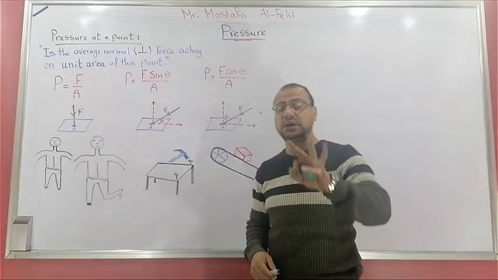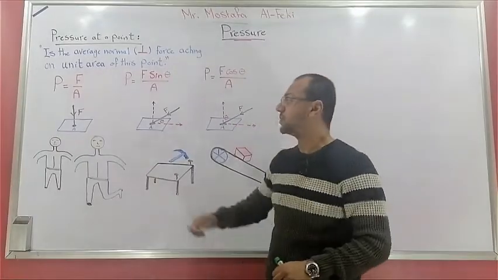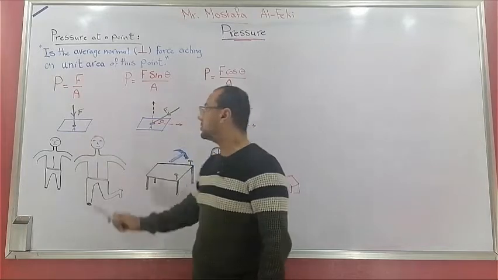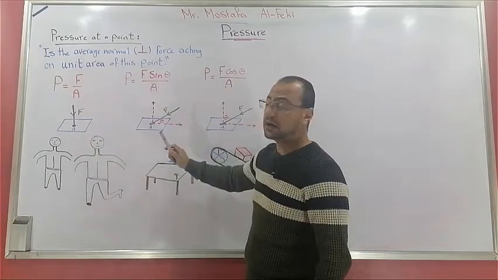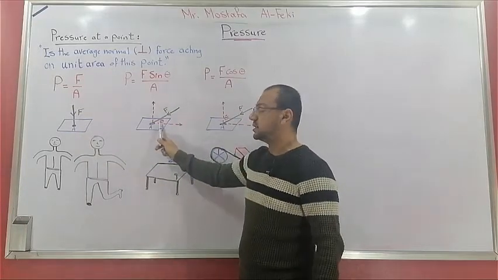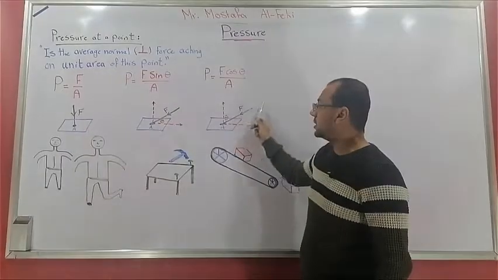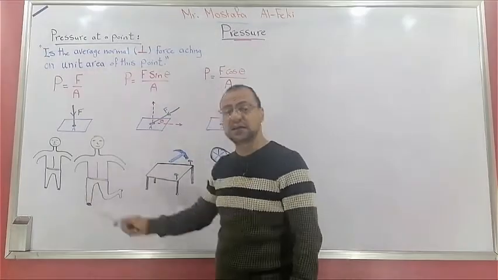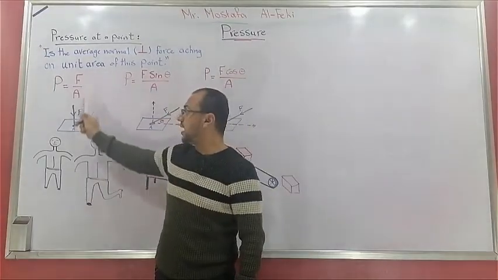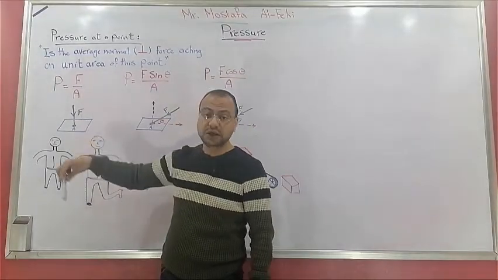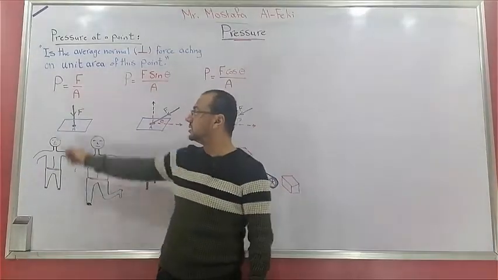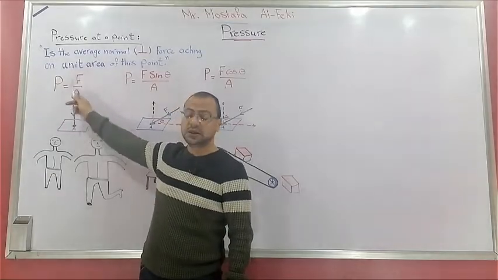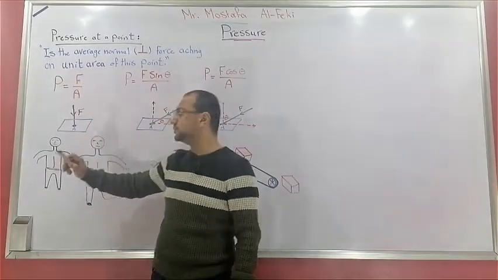There are three cases for the acting force. The force may act normally on this point, or the force may incline on the point and make an angle theta with the horizontal, or incline and make an angle theta with the vertical axis. At the first, if the force acts on the point normally or perpendicular to the point, then the pressure P equals F over A.